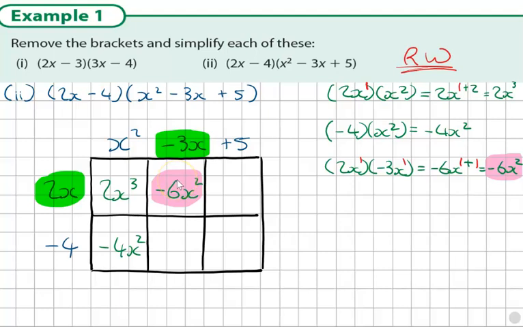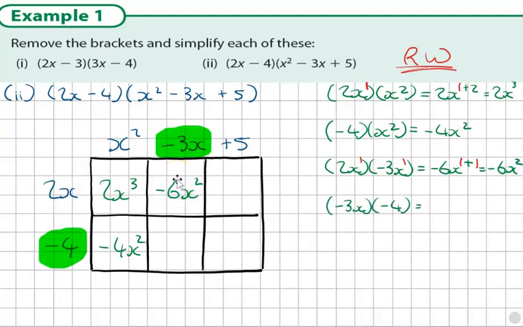So then we choose another 2 terms to multiply. So I'm going to go with these 2 here. So minus 4 and minus 3x. And a minus by minus is a plus. 3 by 4 is 12. And then we stick on the x. So plus 12x goes into this box here.